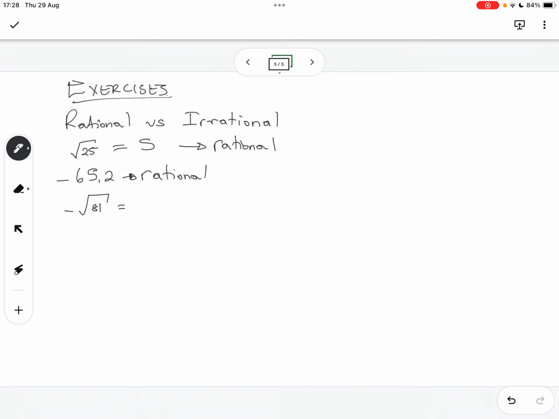Okay. So what's the answer there? 9. Remember, we've got negative. -9. So it's going to be -9. Is that rational or irrational? Rational. Why?